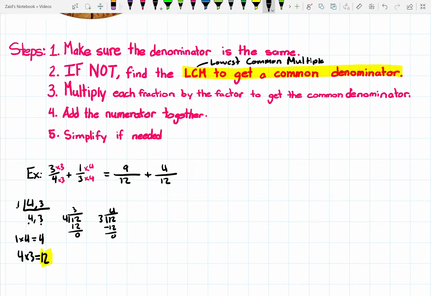Step 4 is where we add the numerators together, and the denominator should always stay the same. It should always stay as the common denominator. We don't add, we don't subtract, we don't multiply, we don't do any of that. We just keep it the same, and then we add 9 with 4, and we get 13 over 12. Or we could even put it into a mixed number and have 1 whole and 1 over 12.